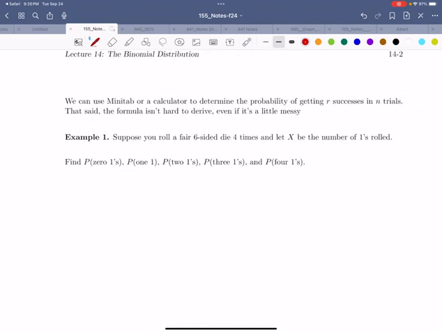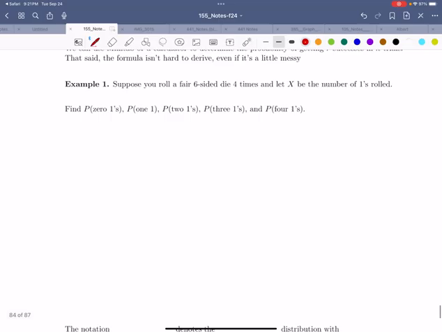So we can use Minitab to determine the probability of getting R successes in N trials. That's the main question. With a binomial distribution. But we're going to derive the formula first. You never have to use it, but we're still going to derive it. It's not so bad. So suppose we've got a fair 6-sided die, right?